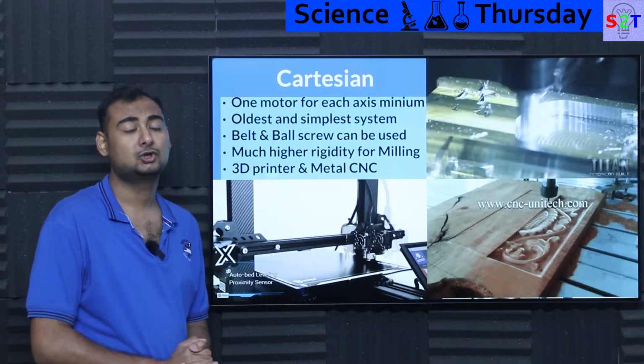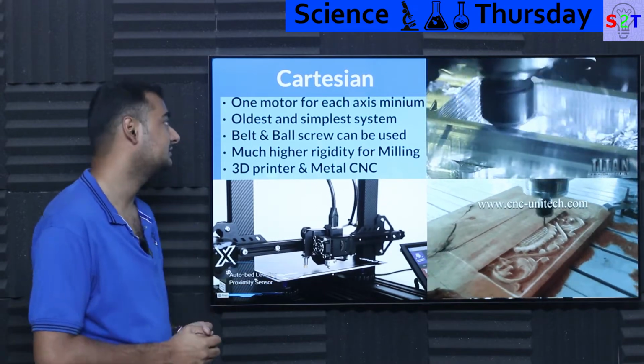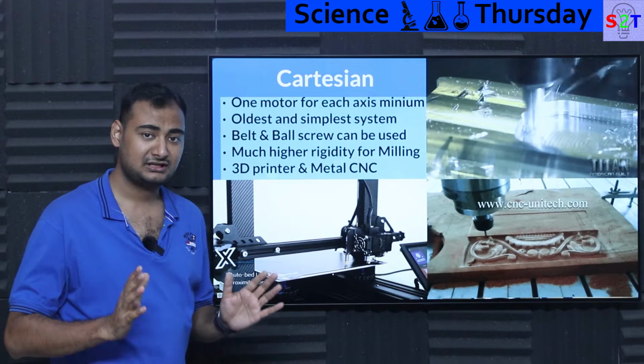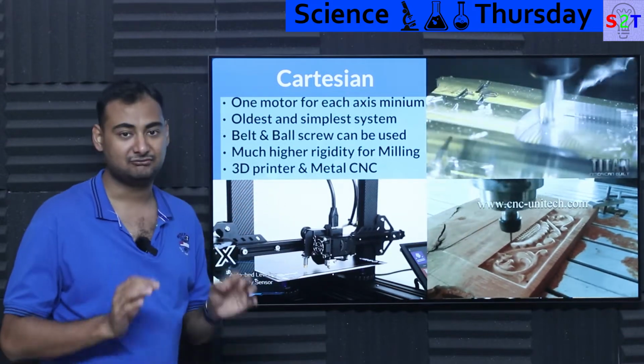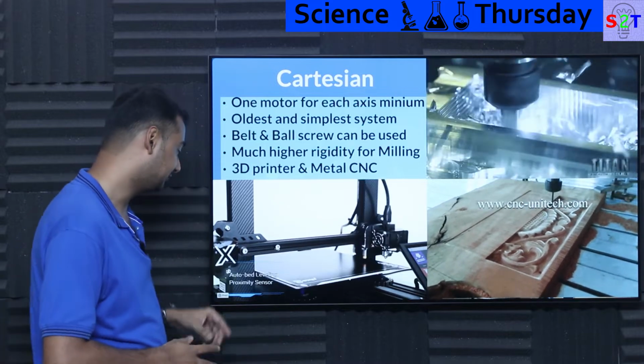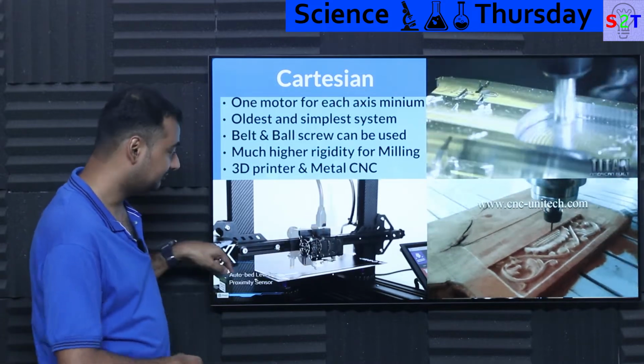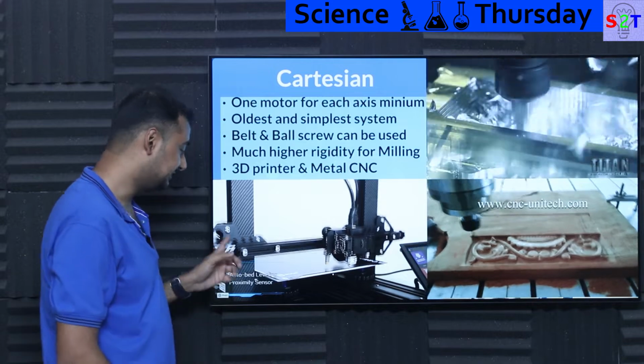Then we come to the most common, basic and most robust system, Cartesian style. Now Cartesian style, in simplest terms, think of it this way: there is one motor minimum per axis. You have X, you have Y, you have Z. That's it. Each of them has its motor. So for example, for the Z axis, there will be a motor behind it that is moving up and down. In this scenario, you have two.